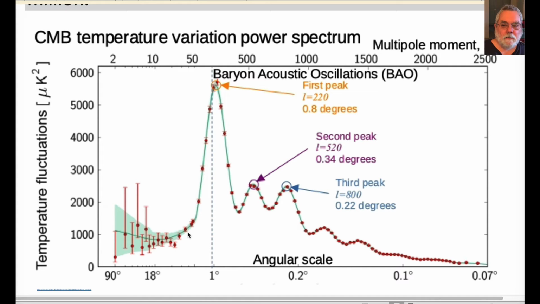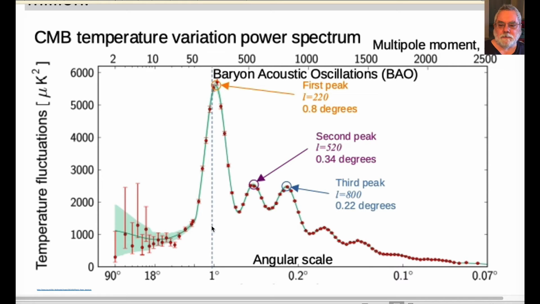At angular scales larger than 6 degrees, so left of my cursor, there is one data point that falls well outside the range of allowed models. These anomalies in the cosmic microwave background pattern might challenge the very foundations of cosmology, suggesting that some aspects of the standard model of cosmology may need a rethink.